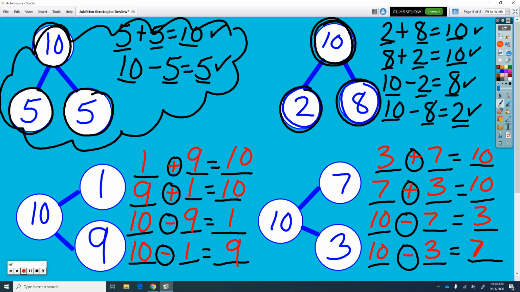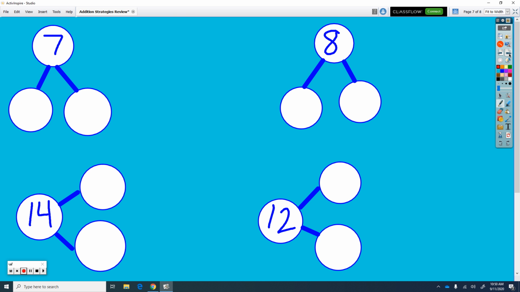Let's look at the next page. All right, on our next page, you notice the number bonds don't make 10 this time. Number bonds don't always have to make 10. That's just what we've worked with so far. These number bonds make different numbers.